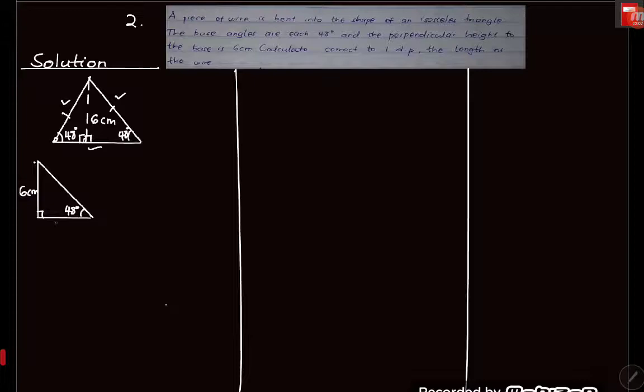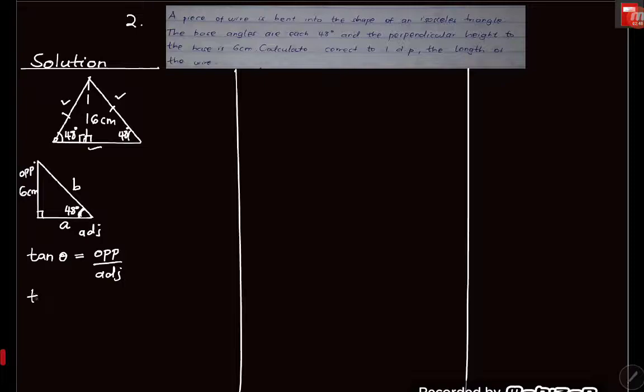Now we can call this side A and this side B. To find A, with respect to this angle, this side is the opposite. With respect to this angle, this side is the adjacent. And this means that we will use the identity tangent, because tan theta is always equal to opposite over adjacent side.